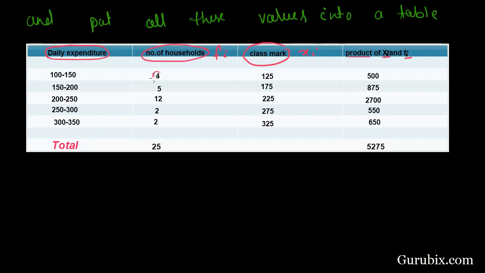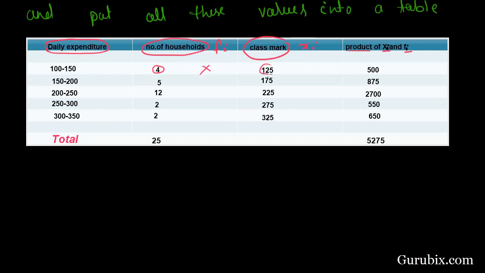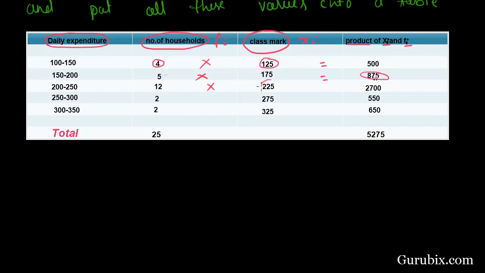You can see 4 into 125 is equal to 500. 5 into 175 is equal to 875. 12 into 225 is equal to 2700. And 25 is the sum of all terms of fi, which is also called summation of fi. And 5275 is the summation of xi fi. This is the sum of all terms of xi fi.